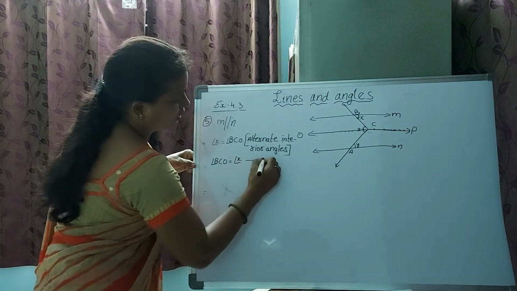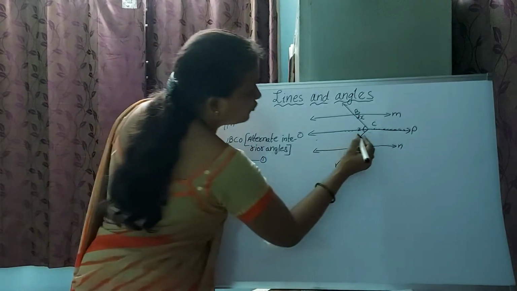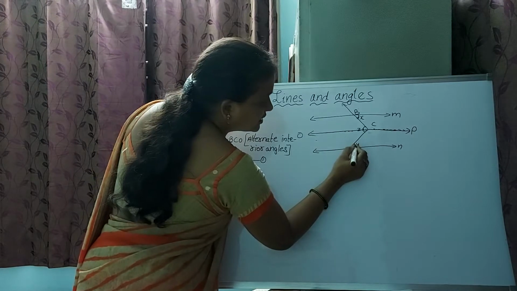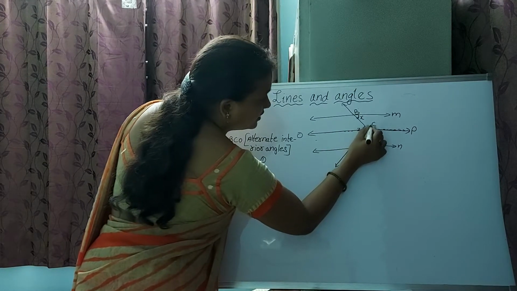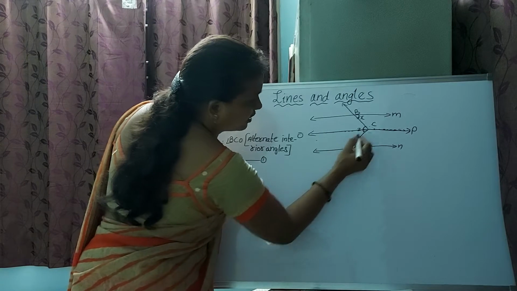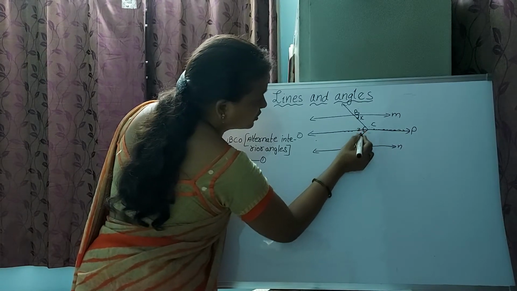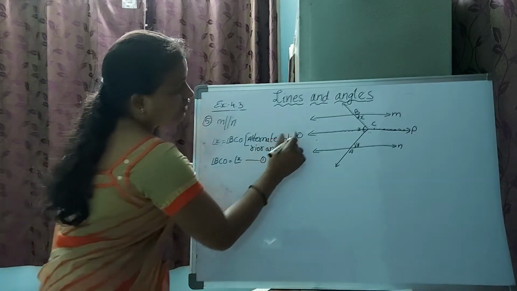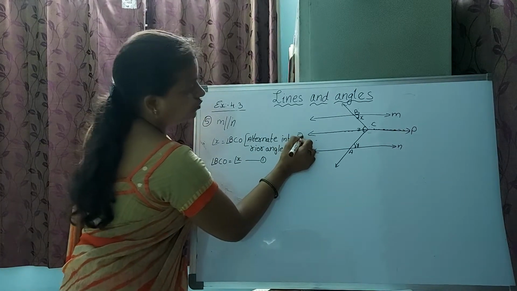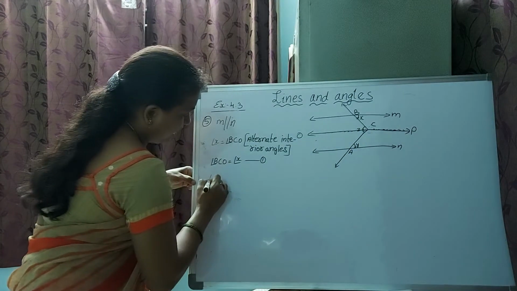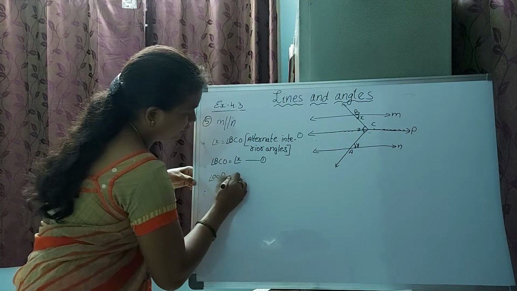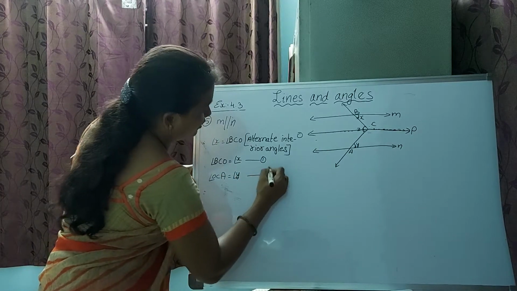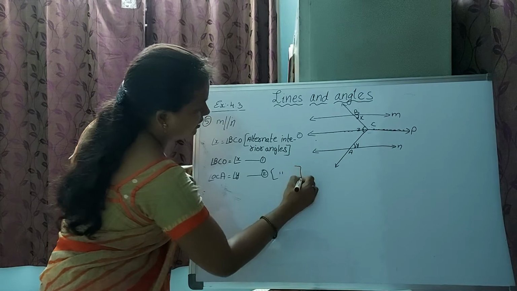Okay, that is one. Next, if you observe these two parallel lines, and think of this as a transversal, these two angles are also alternate interior angles. Angle OCA is equal to angle Y. This is the same reason, alternate interior angles are equal.